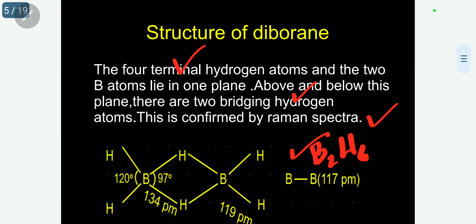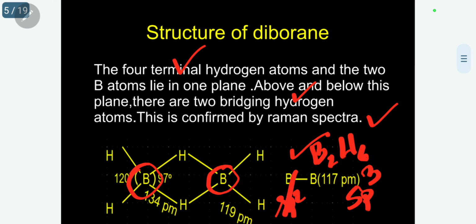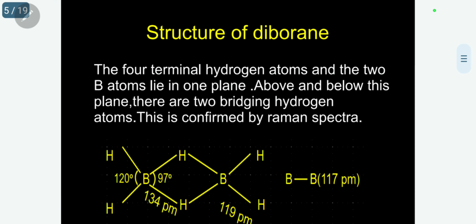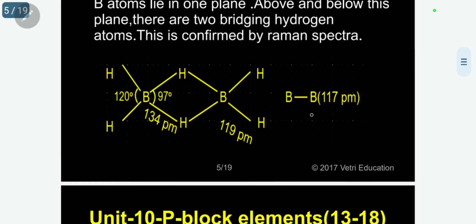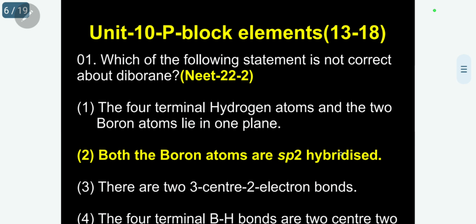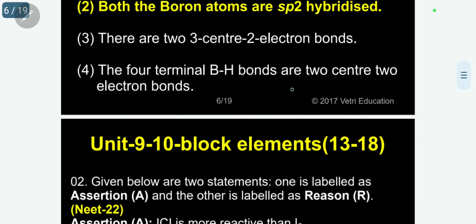So now the question is regarding the hybridization. In this case, each boron has 4 hydrogen atoms attached, so it is sp3 hybridization, but not sp2. So probably the correct answer is 2. Both the boron atoms are sp2 hybridized is not correct. It is sp3 hybridization.